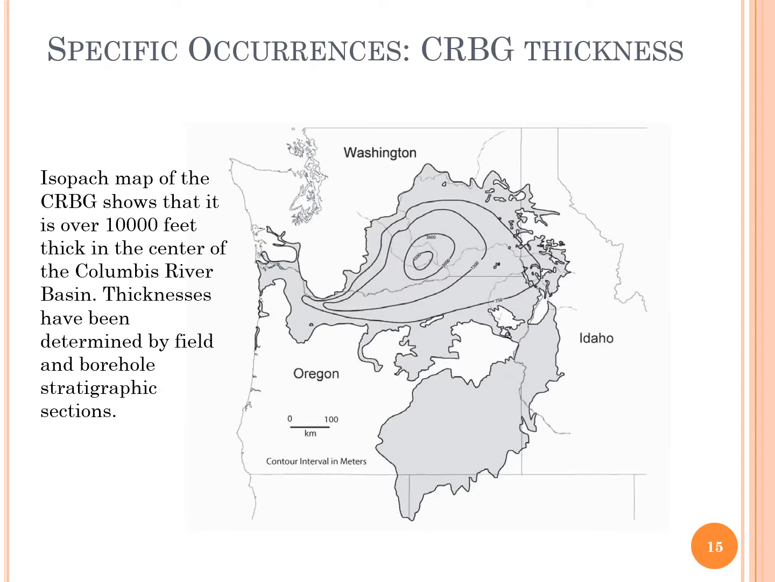So on this map, which is called an isopack map, an isopack being the thickness of a geologic unit, we see this bullseye look here in southeastern Washington. And as we talked about, the Columbia River basalts get as much as 10,000 feet thick. This contour interval is in meters, but it converts to about 10,000 feet of thickness. And it's sitting here in the southeast corner of Washington State.